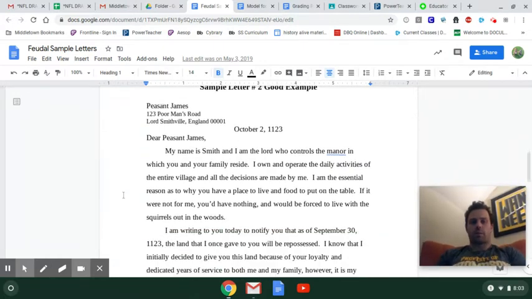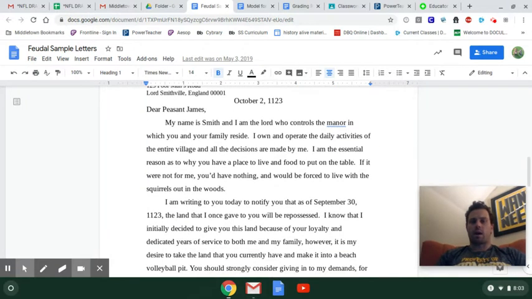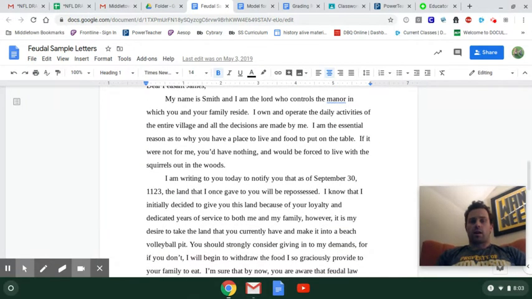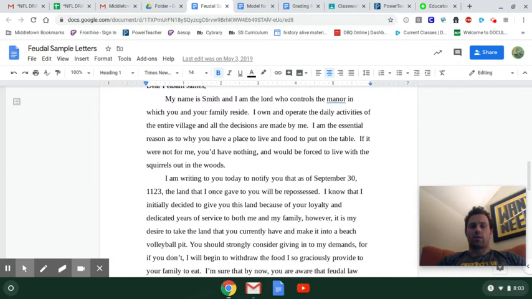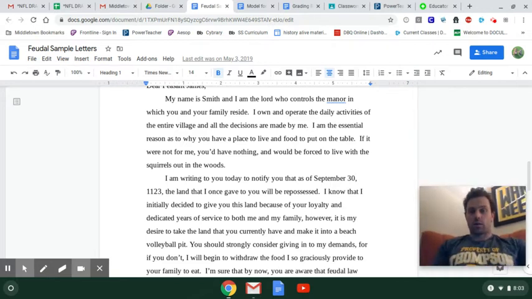Peasant James, 123 Poor Man's Road, Lord Smithville, England, 00001. October 2nd, 1123. Dear Peasant James, my name is Smith, and I am the Lord who controls the manor in which you and your family reside. I own and operate the daily activities of the entire village, and all of your decisions are made by me. I am the essential reason as to why you have a place to live and to put food on the table. If it were not for me, you'd have nothing and would be forced to live with the squirrels out in the woods.